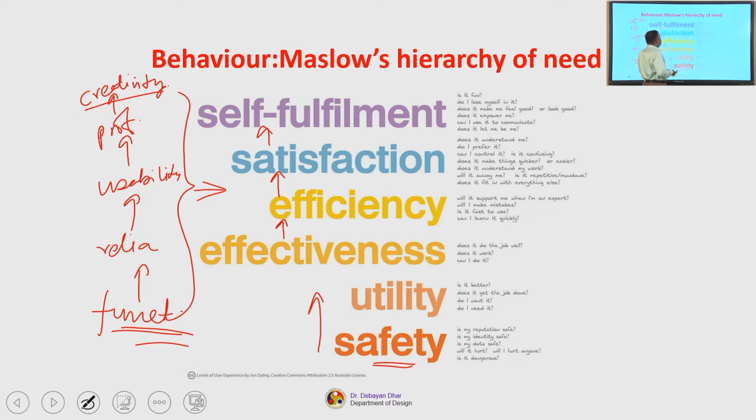And then effectiveness. Does it do the job well? Does it work? Can I do it? Then efficiency. Will it support me when I am an expert? Will I make mistakes? Is it fast to use? Can I learn it quickly? And then satisfaction. Does it understand me? Do I prefer it? Can I control it? Is it confusing? Does it make things better and quicker or easier? Does it understand my work? Will it annoy me? Is it repetitive or mundane? Does it fit in with everything else?